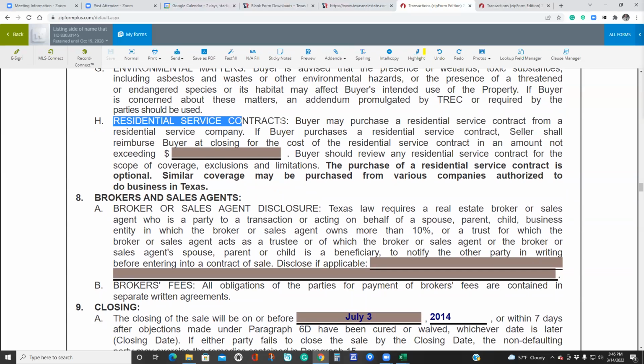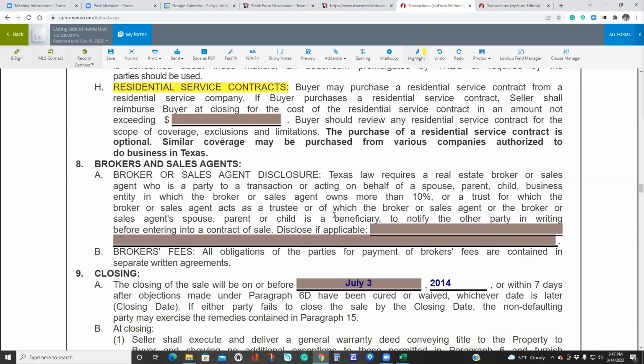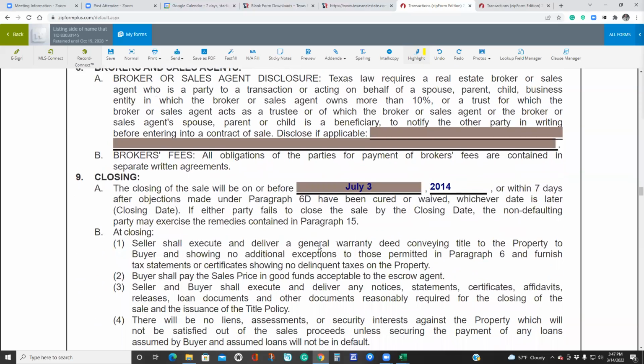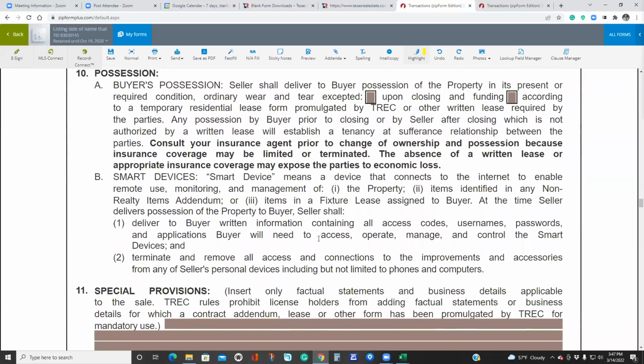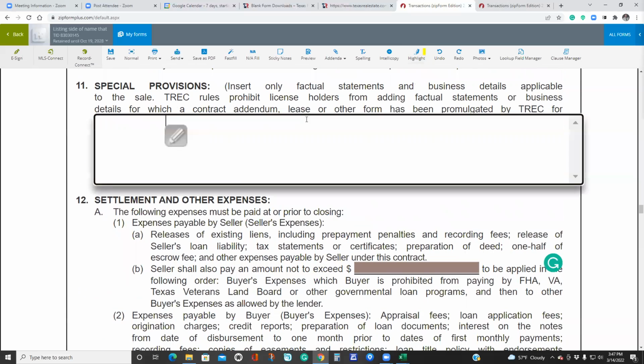Residential service contract, make sure that if your buyer wants that they get a chance to order that. Talk to them about it, make them aware of it. That's one of the changes we're making in the walkthrough form, that specific item, to make sure that the buyers are aware that they had a chance to get one and that it was ordered. If you are an agent and you're involved in it, you need to disclose that. Most of us know that. That's not a problem. Closing dates, usually 30 to 45 days out. Closing and funding, possession, we know that. Special provisions, only material facts, and business details.